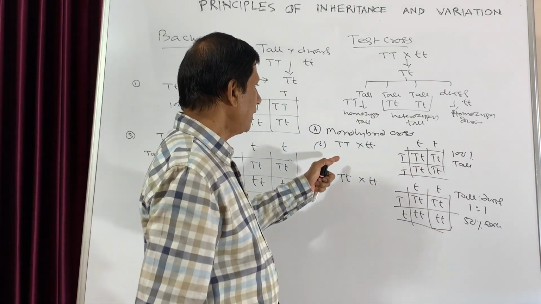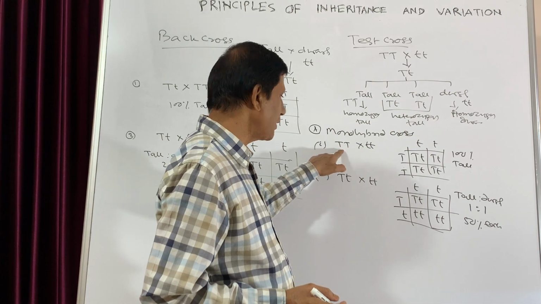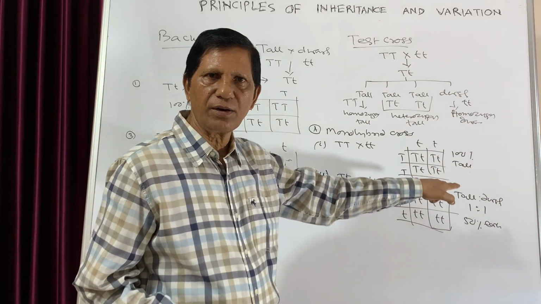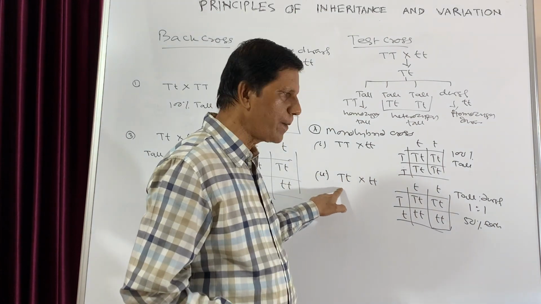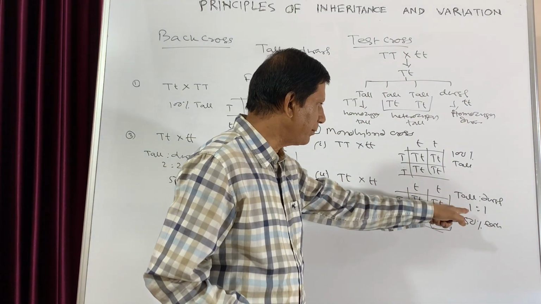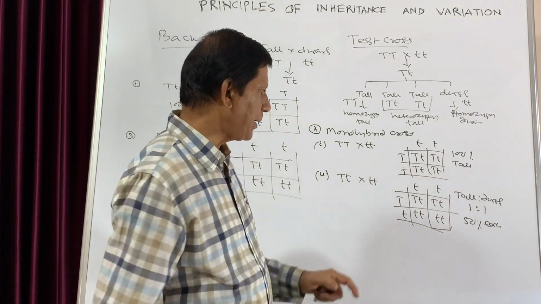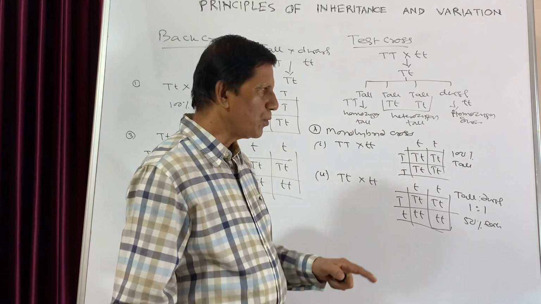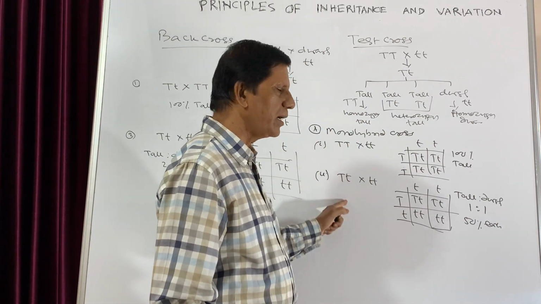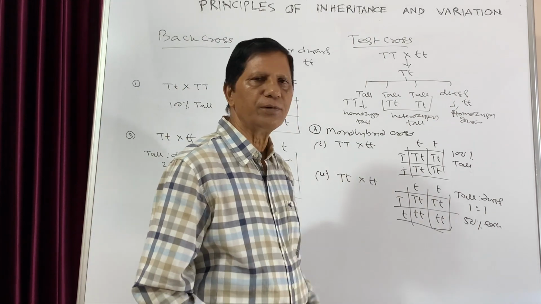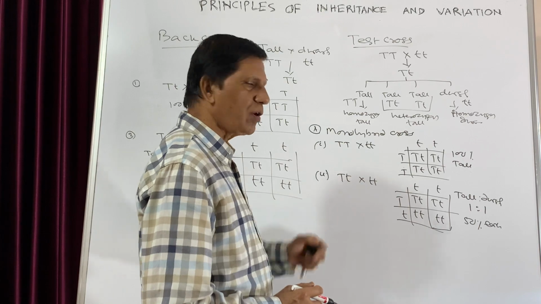So when the test cross is made with homozygous tall, all plants are tall, 100%. But when it is made with the heterozygous tall, the tall and dwarf plants come in the ratio of 50% each or 1:1. From this you can know whether the plant that is given to you is homozygous tall or heterozygous tall. Only from the result you can know. Now this is for the monohybrid cross.